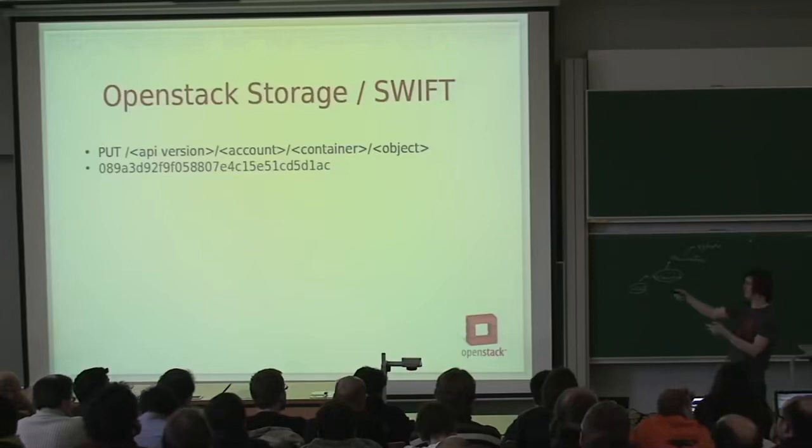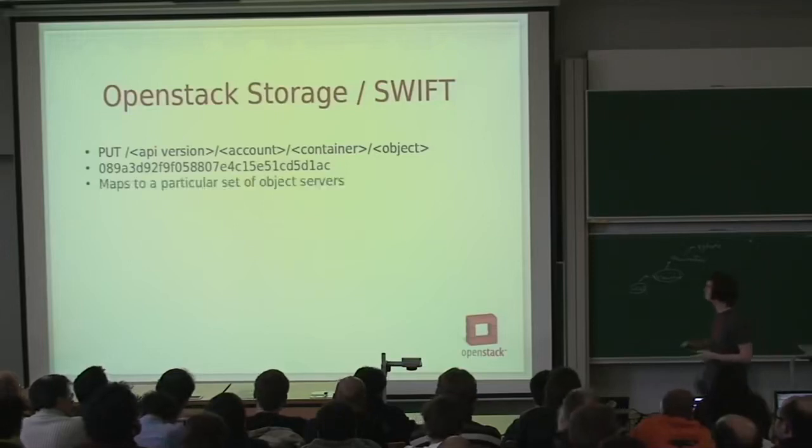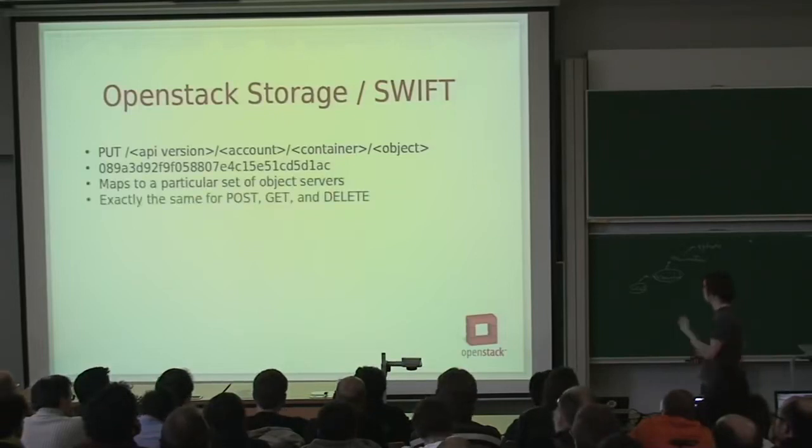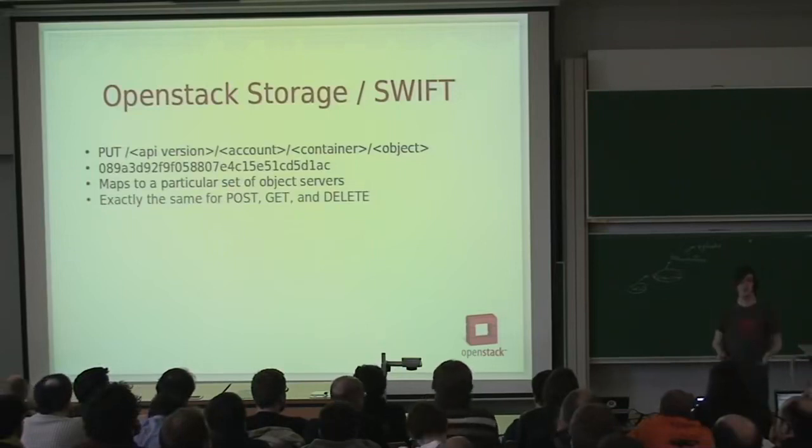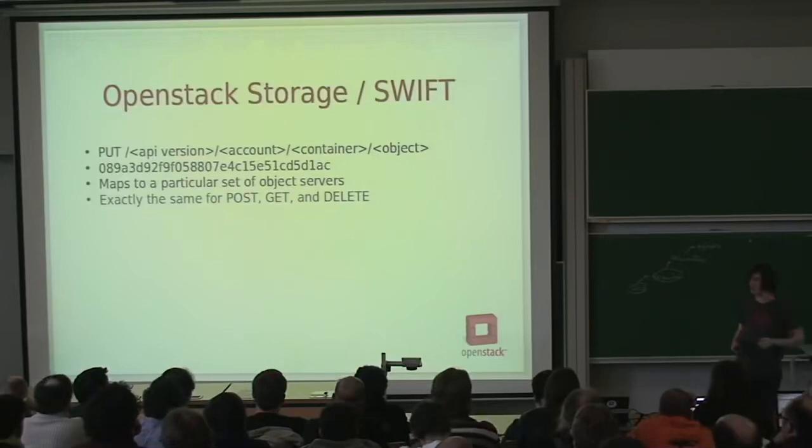It knows where to put it when you're putting it, and it's the exact same thing for the other operations. That maps to a particular set of object servers, and it's the exact same thing for post, which you use to change the metadata for the object, and the same for get and delete. So when you get something, it knows which 3 servers it can find it on, and it does its thing and sends it back to you.